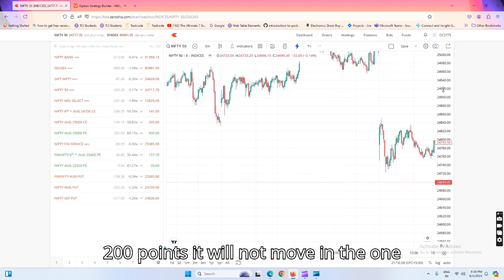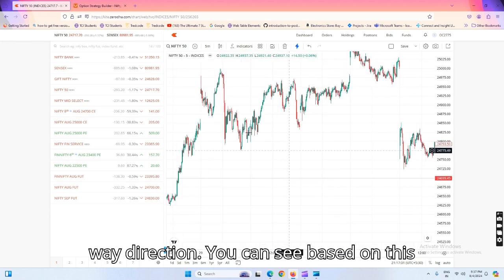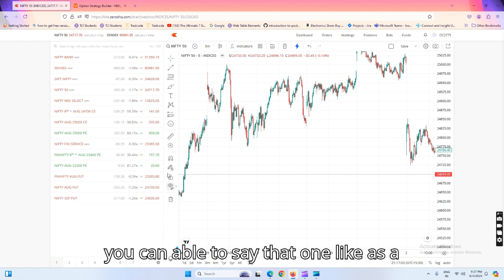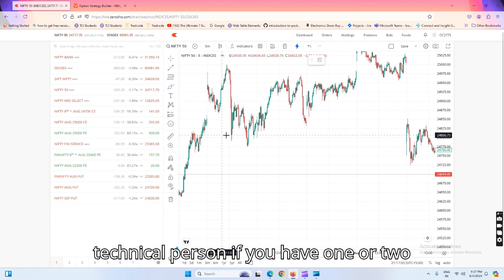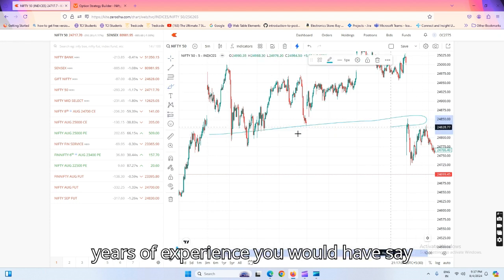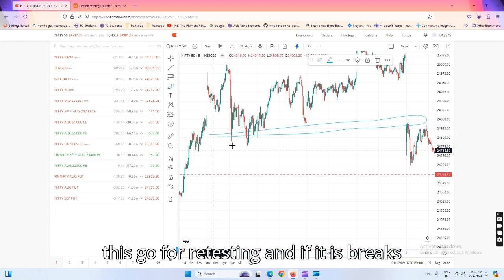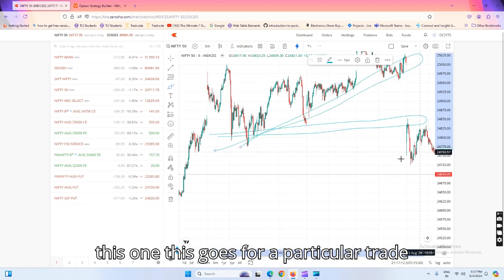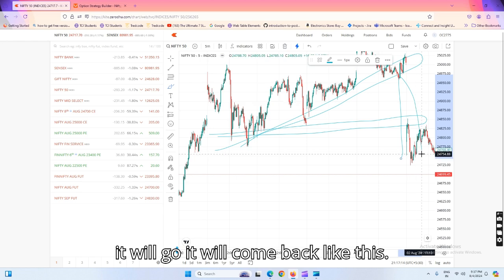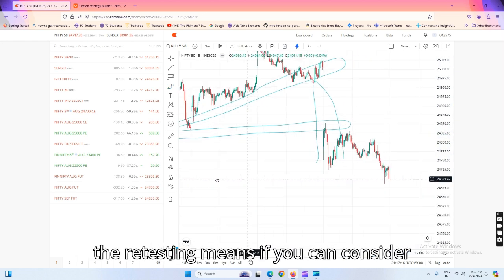It will not move in the one way direction. As a technical person, if you have 1 or 2 years of experience, you would say this goes for a retest, and if it breaks this one, it may go for a particular trade and come back like this.